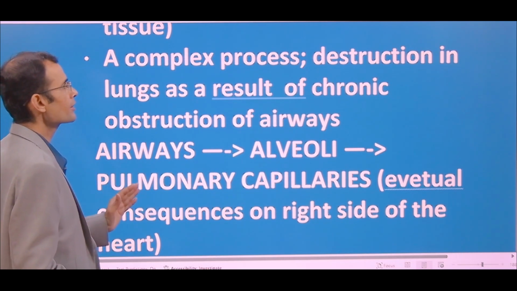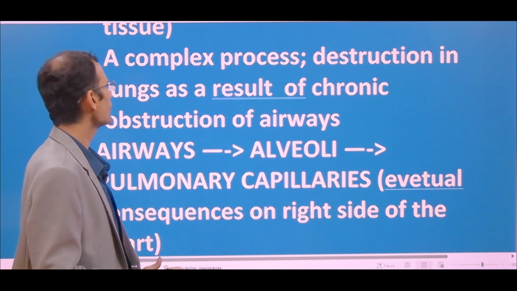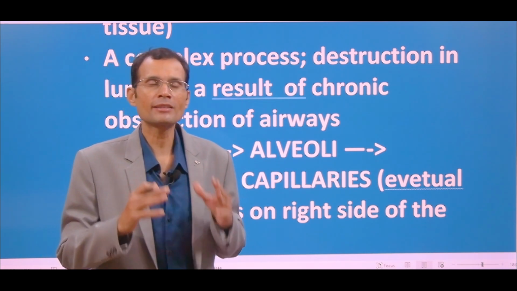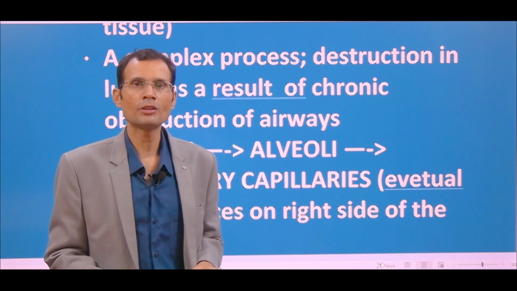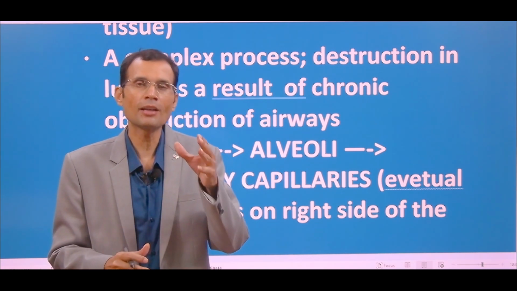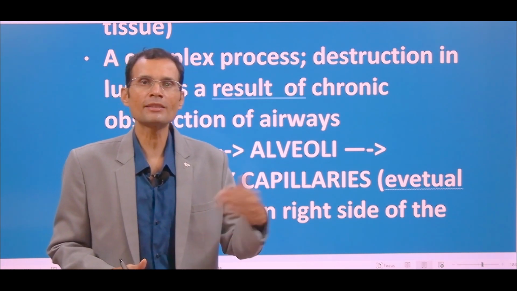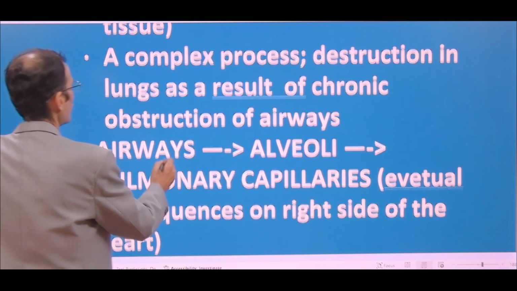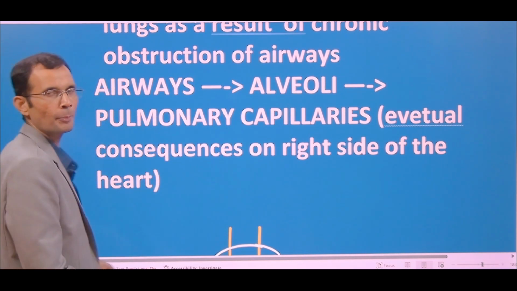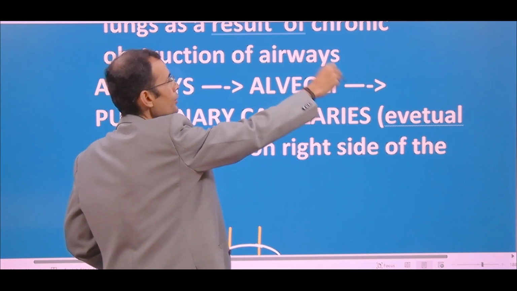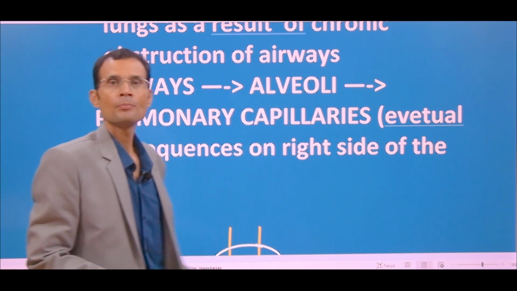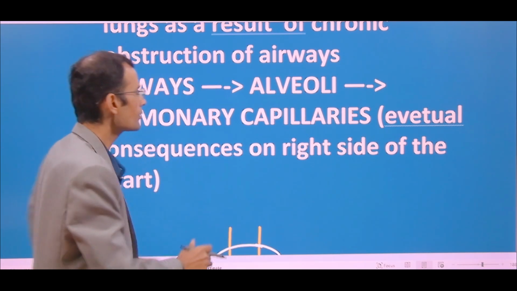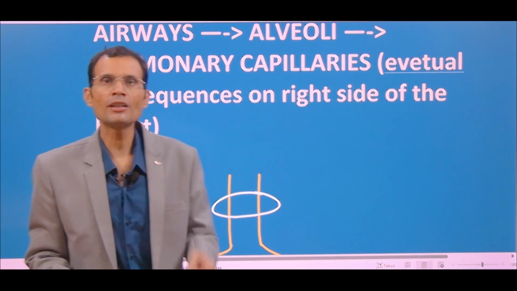There is destruction in the lungs as a result of chronic obstruction of the airways. So the point that you should remember is that it starts with obstructive disease of the airways. There is chronic obstruction in the airways, and then it progresses to also damage the alveoli and lung parenchyma. So something happens in the airways first as a pathophysiology, then it proceeds to damage the alveoli and alveolar walls.